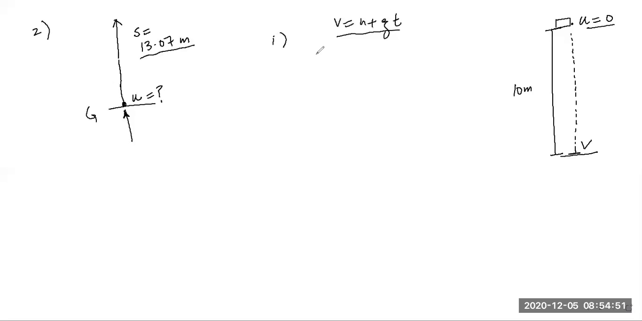2gs is equal to V square minus U square. Perfectly right. Now, Falgun, can you tell me what is V in this case? V is 0 meter per second. Correct. Beautiful.